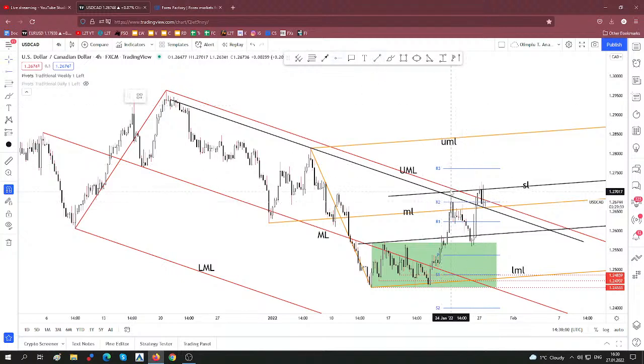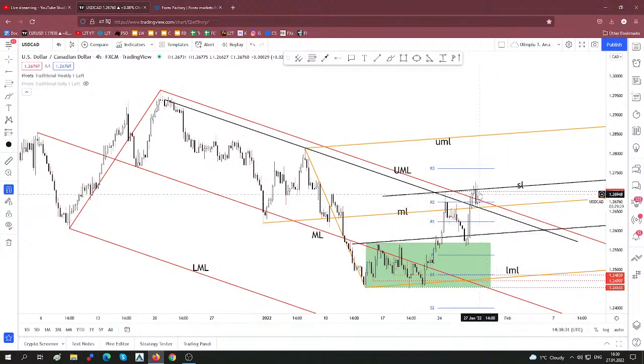I have also a static resistance here, 1.2701. The 1.27 psychological level represents a strong upside obstacle, strong resistance right now. So that's why personally I want to go long only if the price will make a breakout above the outside sliding line above 1.27. A new higher high could activate potential upside continuation.